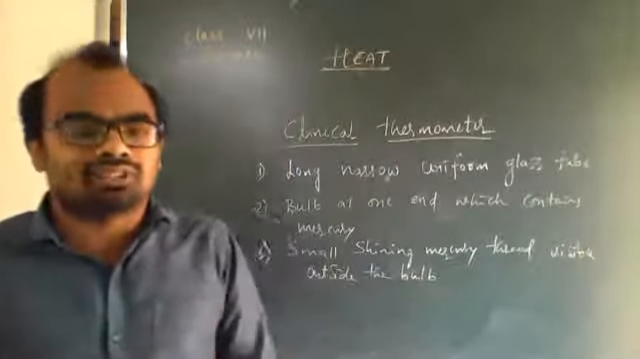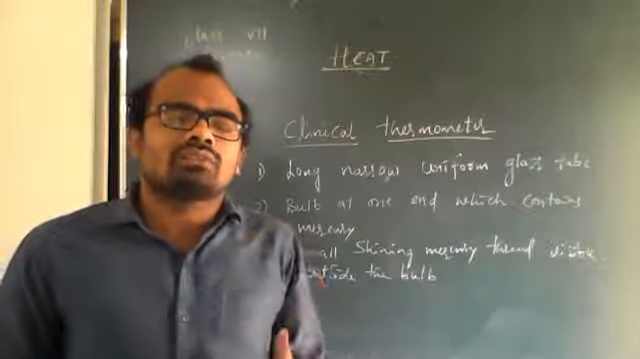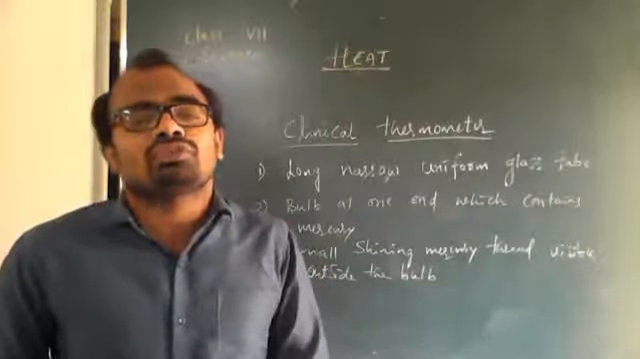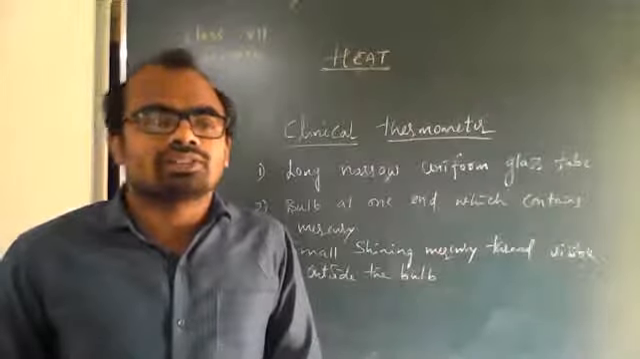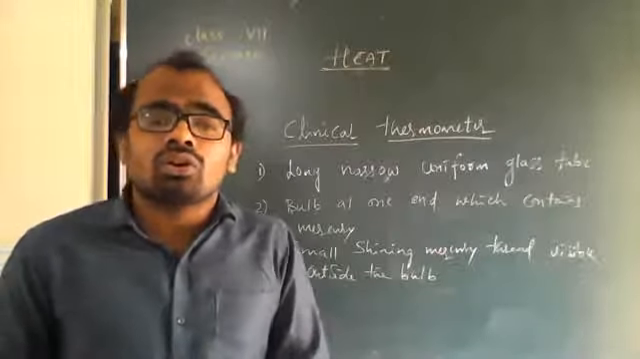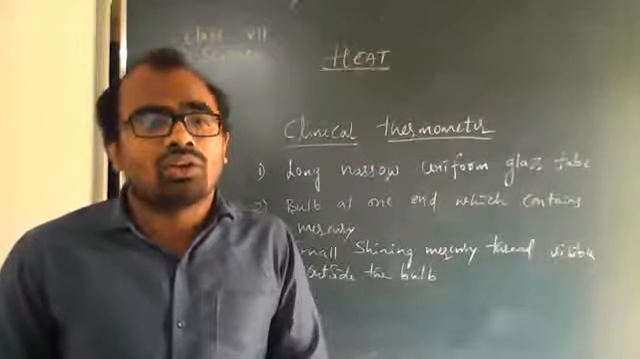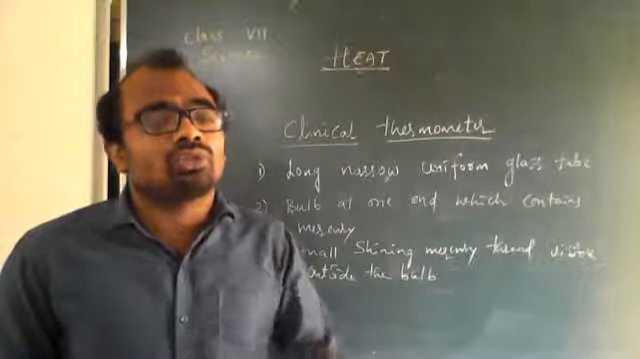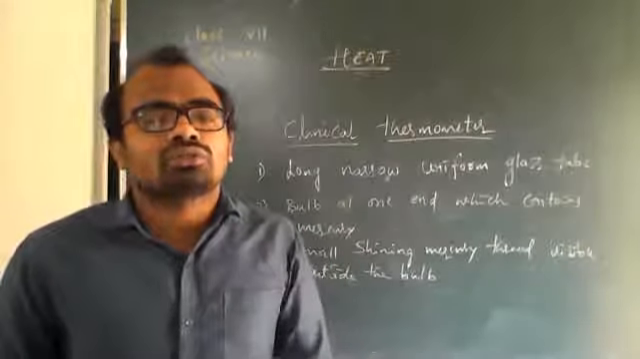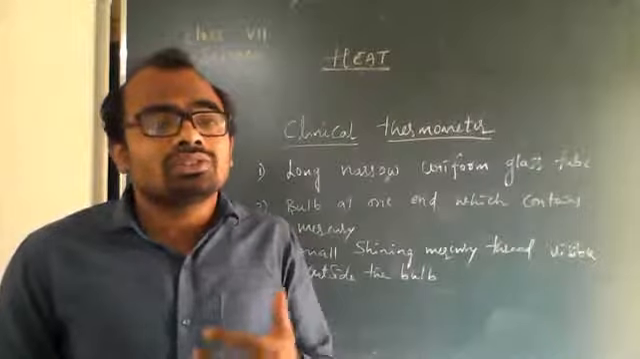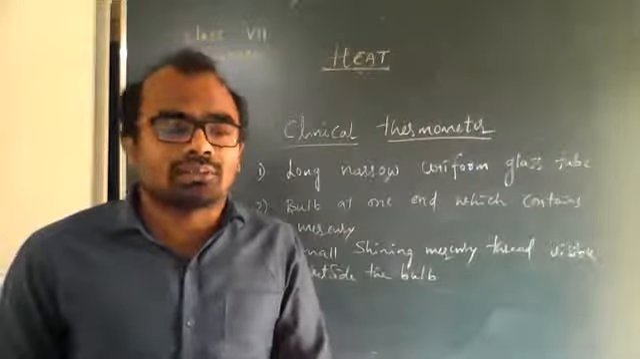That scale is present. So the clinical thermometer is used to measure the temperature of the human body. It is present in clinics. It is a long, narrow, uniform glass tube. At one end there is a bulb, and inside it there is mercury. So a small shining mercury thread is visible outside the bulb.